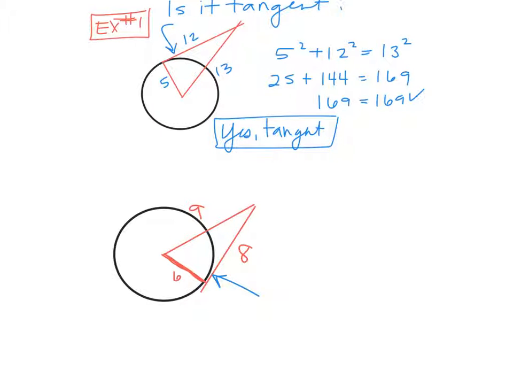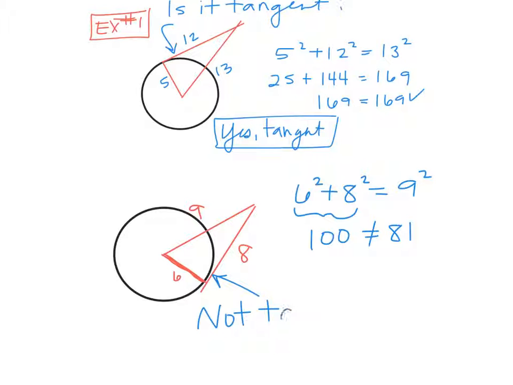Why? Because 36 plus 64 is 100, and that is not equal 81. Right. So it would have to be that 6 squared plus 8 squared equals 9 squared. And this is 100. And that does not equal 81. So if they are not equal, we would say not tangent. If they are equal, we say they are tangent. Okay?